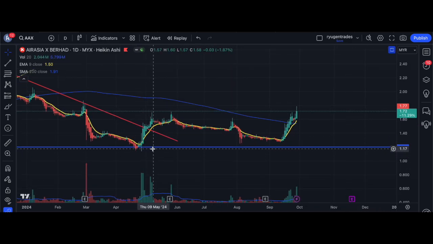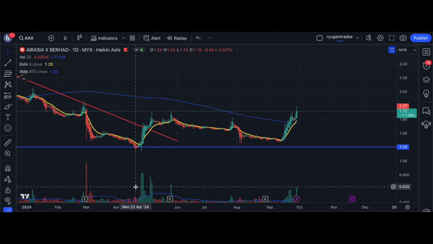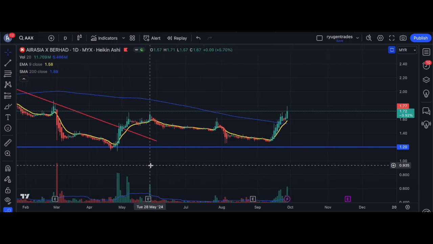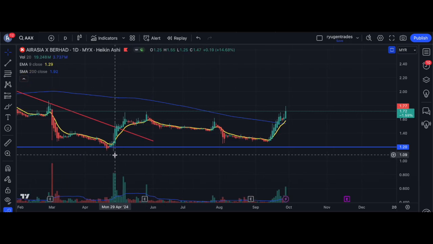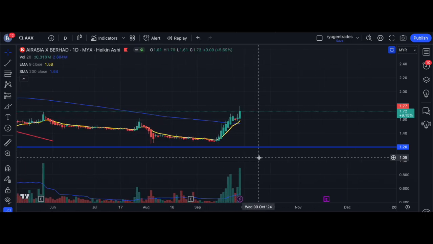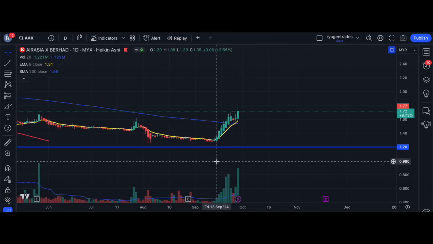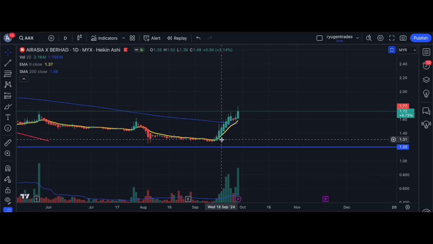1 ringgit 20 cents, and since then, although it's basically on a sideways movement, until recently in late September, that's when the volume picked up. You'll see the volume bars suddenly spike up, and this is where the magic of Heiken Ashi comes into play.